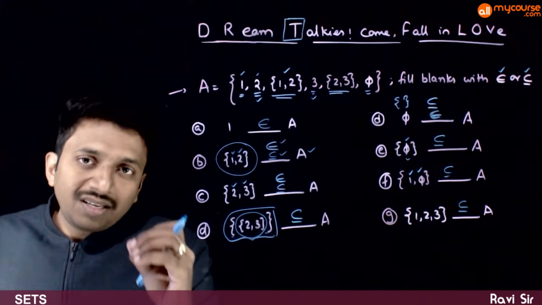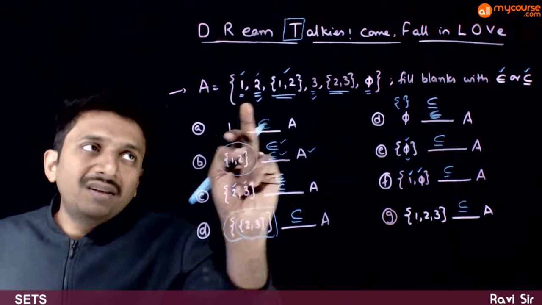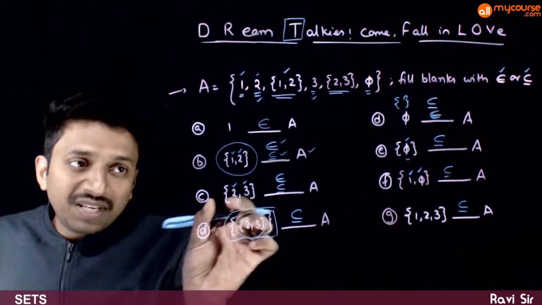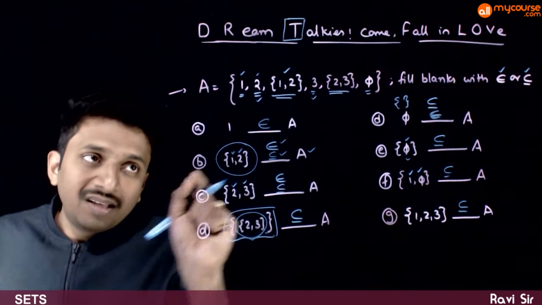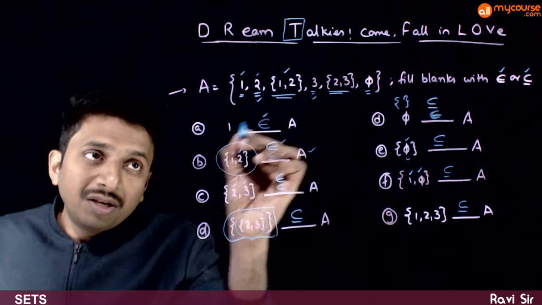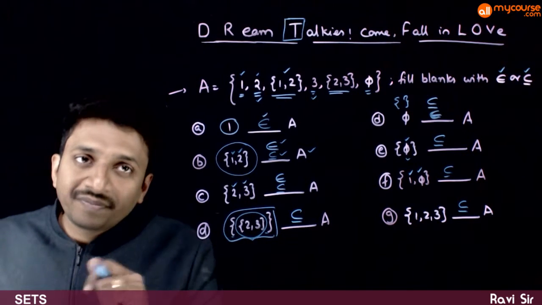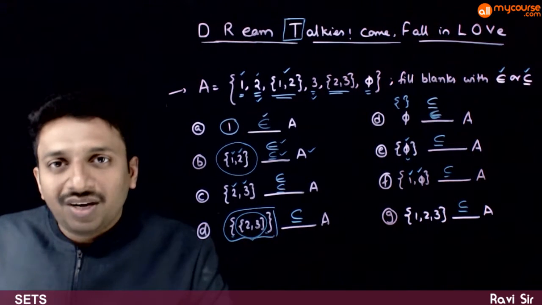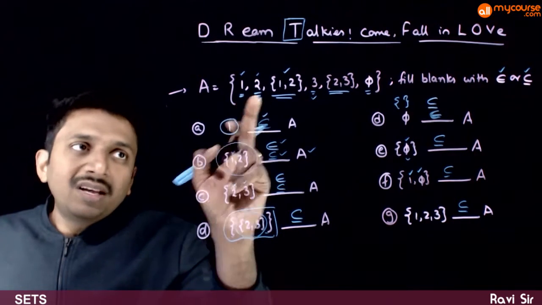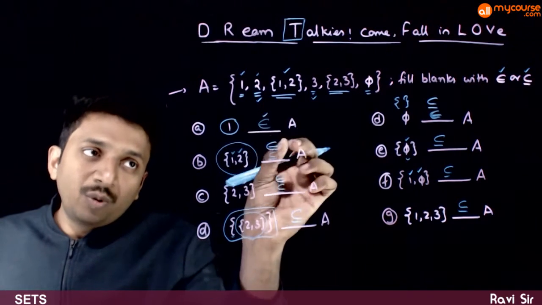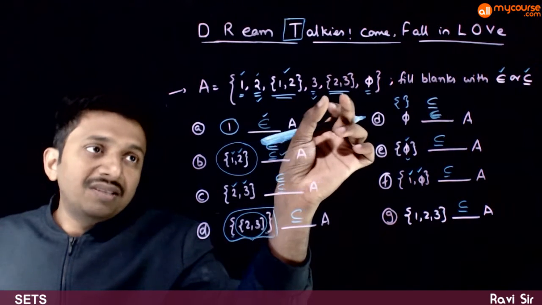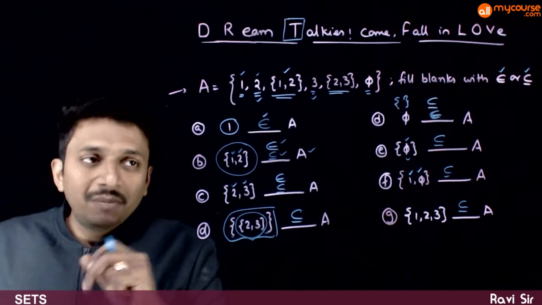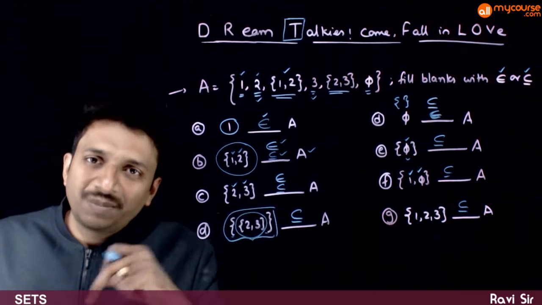As you can clearly see, you need to understand the difference between belongs to and subset. A subset is always a set, and whenever you write belongs to, you write an element belongs to A. So if you have 6 elements in A, there are only 6 belongs to relations. So 1 belongs to A, 2 belongs to A, set 1, 2 belongs to A, 3 belongs to A, set 2, 3 belongs to A, 5 belongs to A. So you have only 6 of them, but they can have a lot of different subsets.